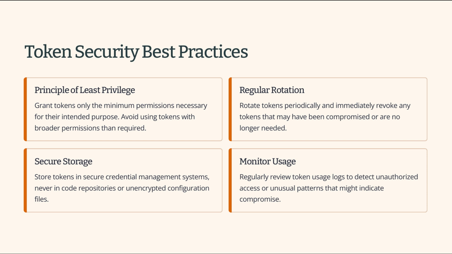Regular rotation of your tokens is also crucial. Make a habit to change them periodically and immediately revoke any that may have been compromised or are no longer in use. Additionally, ensure that tokens are stored securely using credential management systems rather than placing them in code repositories or unencrypted files. Lastly, keep a close eye on token usage logs to spot any unauthorized access or unusual activity that could indicate a breach. Now let's shift gears to our next topic, understanding typo squatting and recognizing package name attacks.